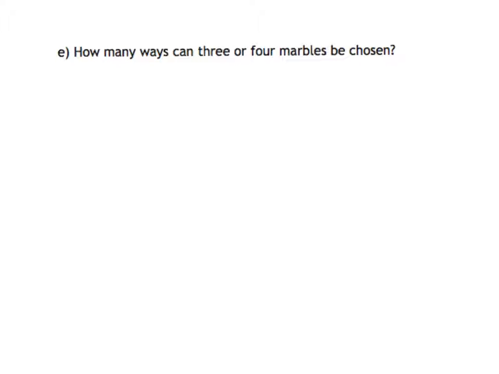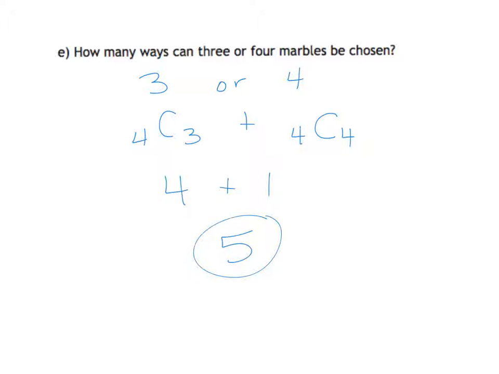How many ways can 3 or 4 marbles be chosen? So this is one where you have to look at different cases, right? You get 3 marbles or 4. So 3 would be 4 choose 3 plus 4 choose 4. What do you think 4 choose 4 is equal to? So 5. 5 ways in total.